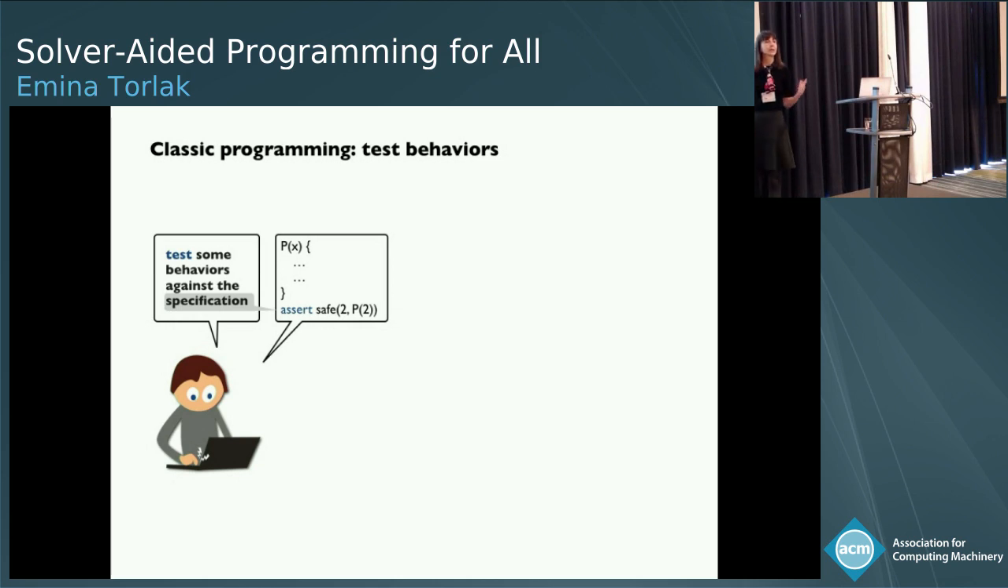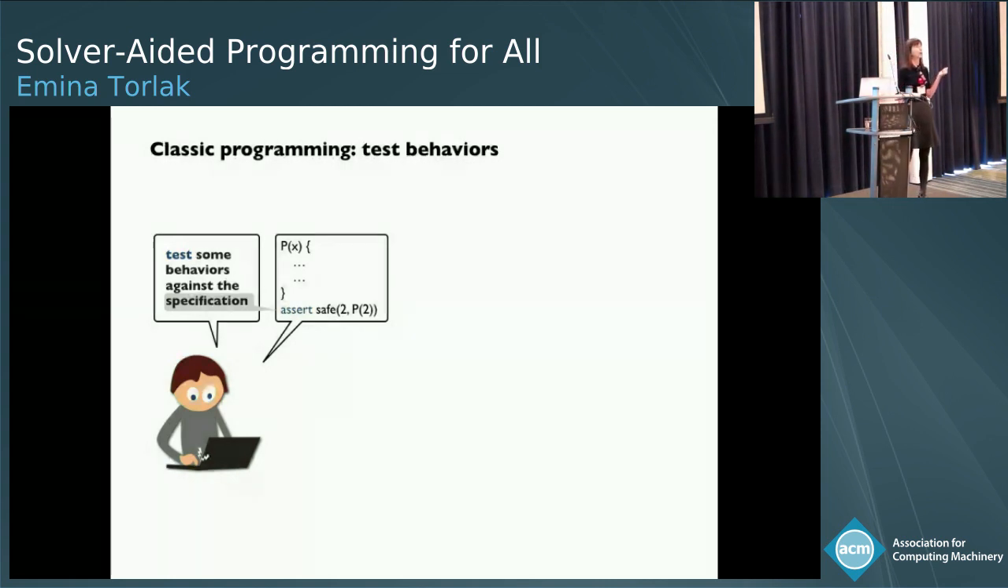And I'm testing that the P is safe on the input too. So the function takes the X, which is the input on which you want to run P, and the output of P, and checks that it satisfies some safety predicate. So there's a specification. This is what we do in a normal programming language. We write assertions, we test our code.